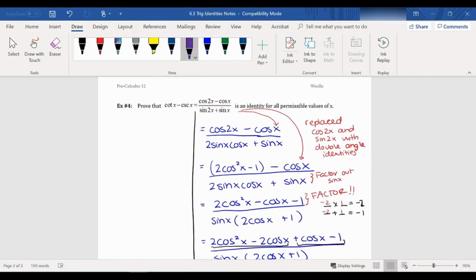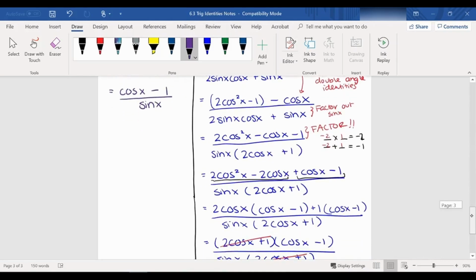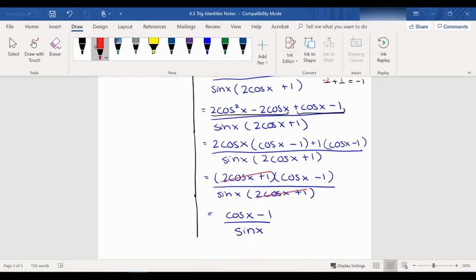So on the left, we have cotangent, which is cosine x over sine x, minus cosecant, which is 1 over sine x. We already have common denominators here, so we can rewrite this as a single fraction, cosine x minus 1, all over sine x, which is what we have at the bottom here. And so we are done.